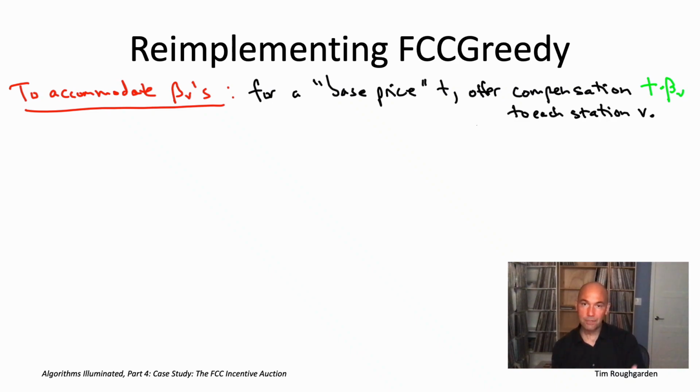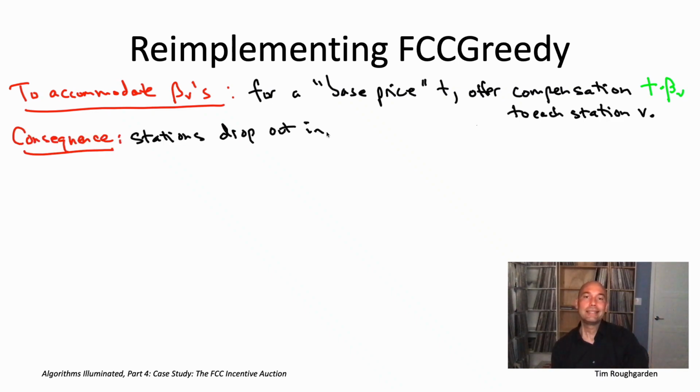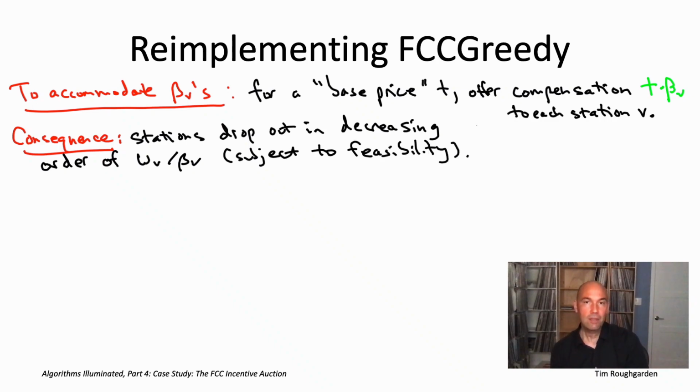When its offer, t times beta sub v, is less than its minimum acceptable offer, its value w sub v. So it drops out when t times beta v is less than w v, or rearranging, it drops out as soon as t, the base price, drops below its ratio, its value w v divided by its parameter beta sub v. And that's exactly what we want. So it drops out as soon as t drops below the ratio of the value and the beta. And that means that stations are going to be dropping out of this process in decreasing order of ratio, decreasing order of value divided by the parameter beta, again, subject to feasibility. And that's exactly what we need to recreate the operation of the FCC greedy algorithm.